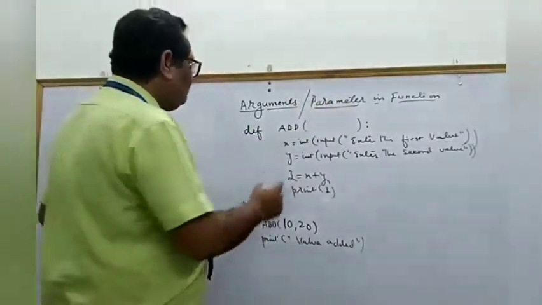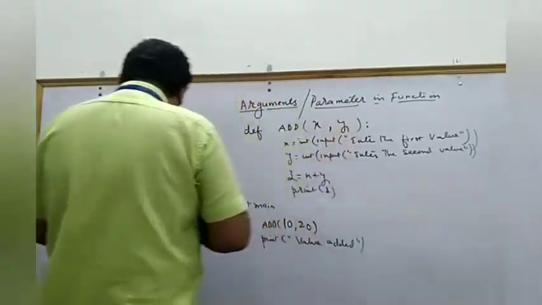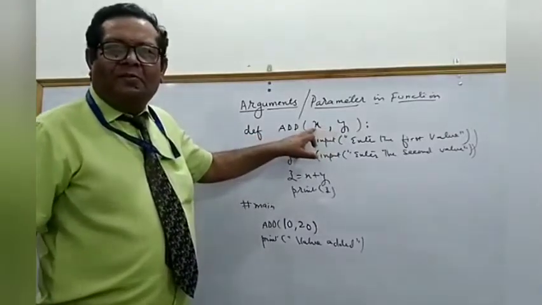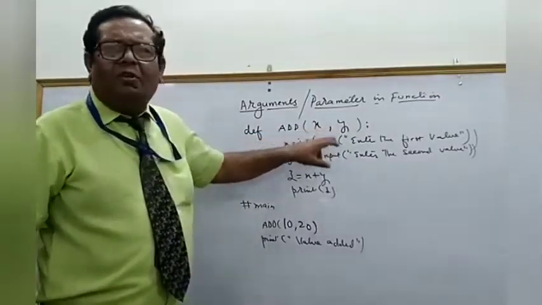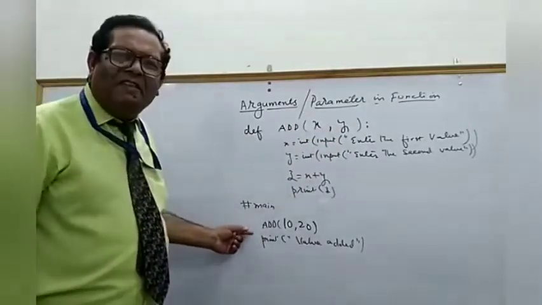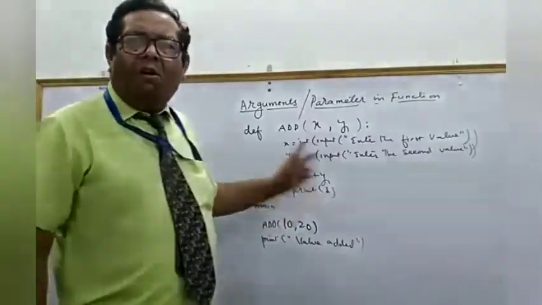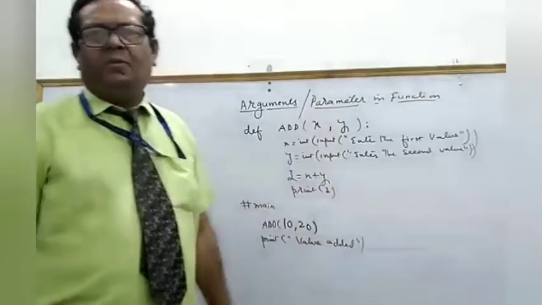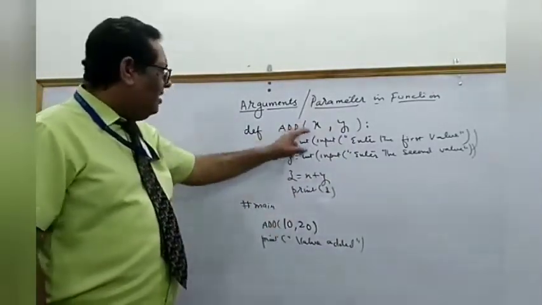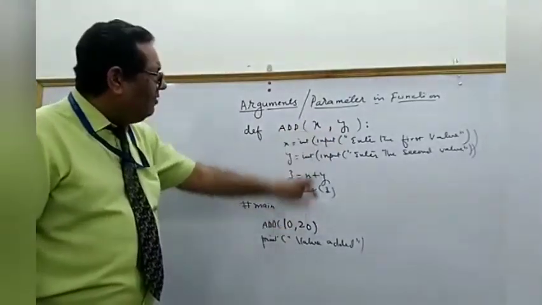So suppose that it is x and it is y. In x and y, the values are stored which are passed by the main function while calling function add. Now see the order. Order of passing the values. Here the order of passing the values is important. The first value will go to the first one, the second will go to the second one. Therefore, this 10 will go to x and 20 will go to y.